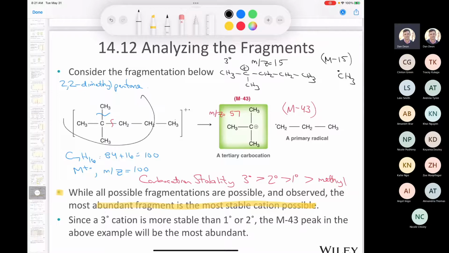Could you lose all of this and just end up with a methyl cation? Sure, but that's highly unstable, and therefore you would only get a little bit of that. All right, only a small amount of that.